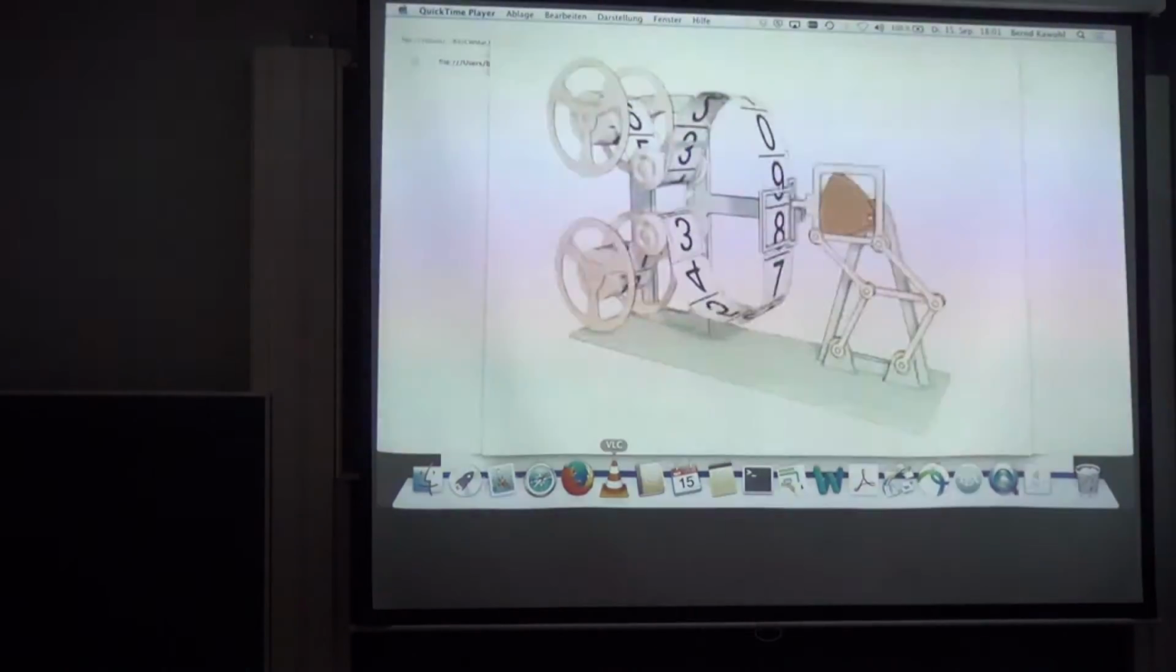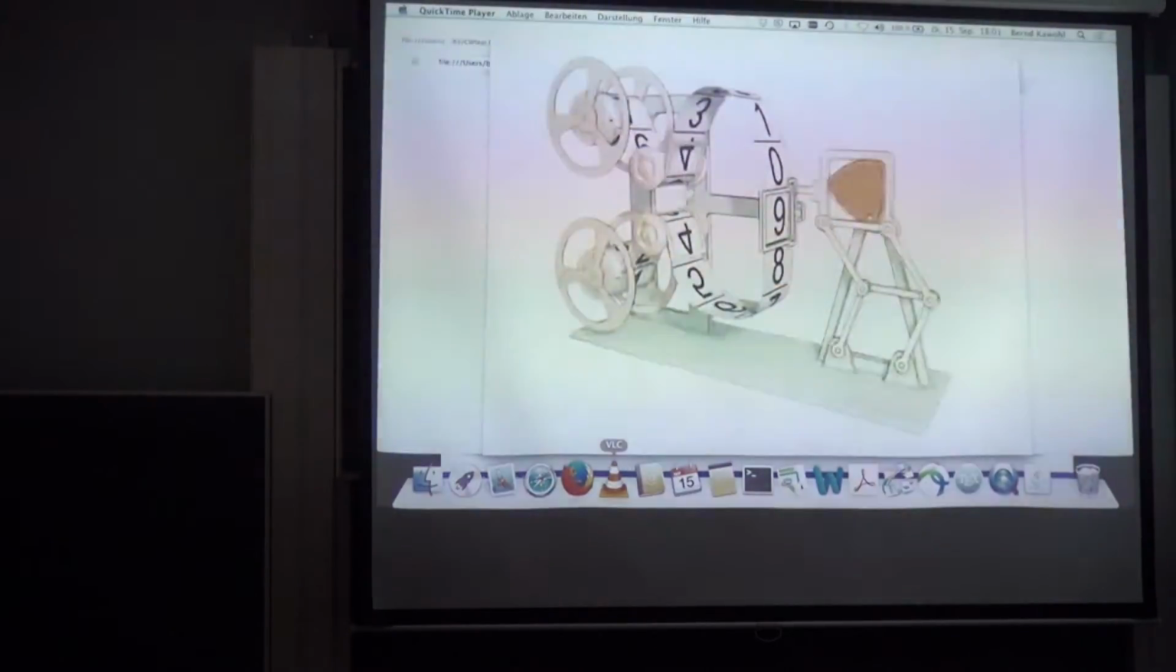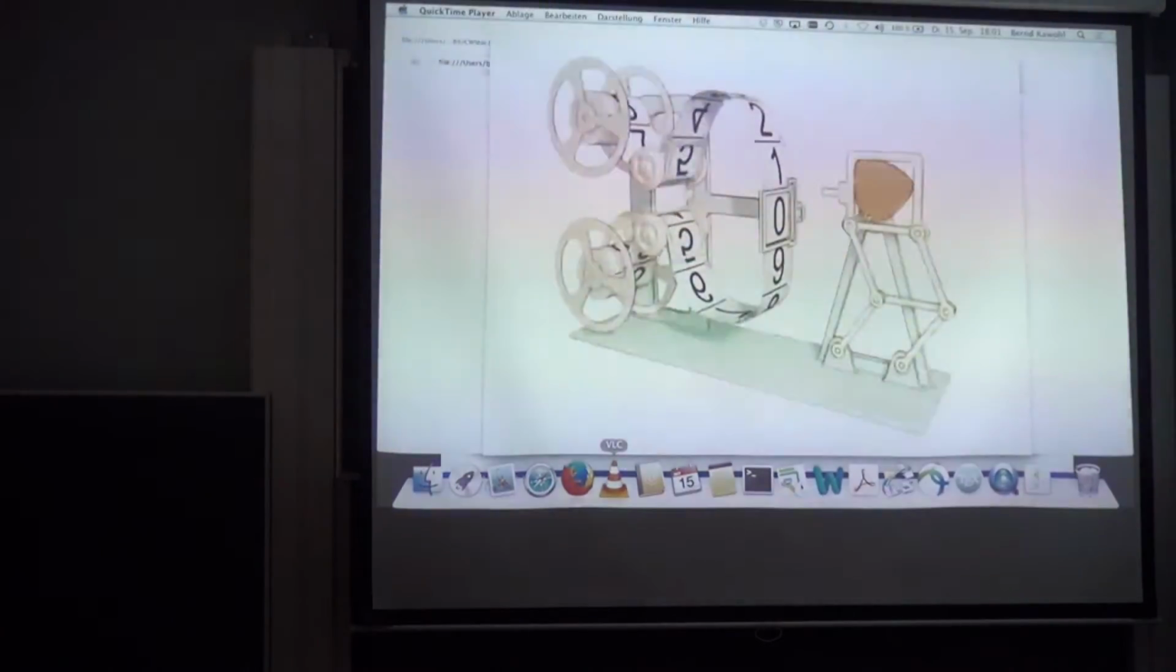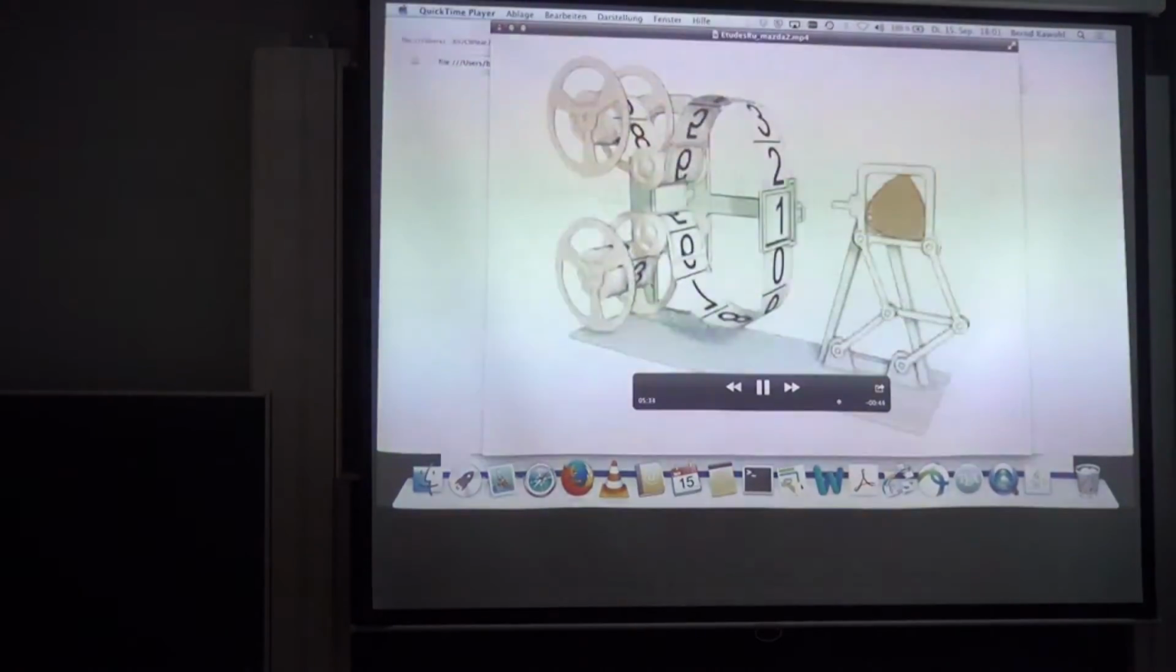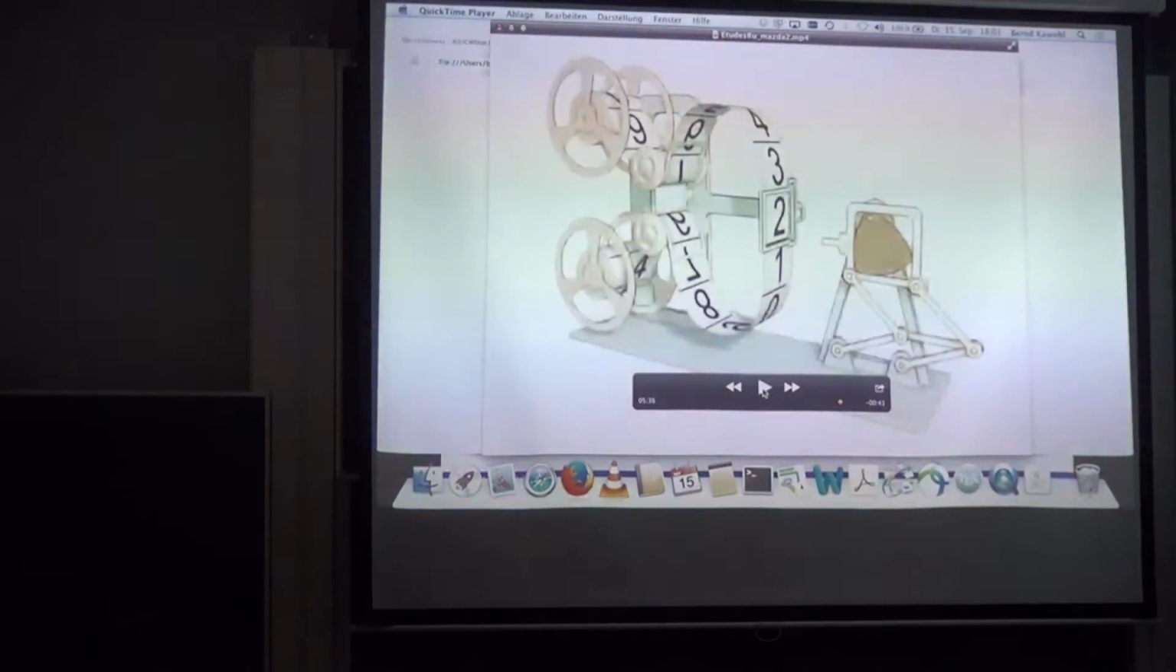I think there's no Reuleaux triangle in my computer to show you this movie. Okay, so.